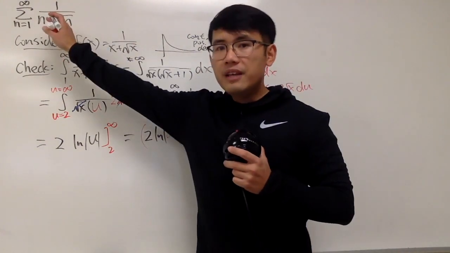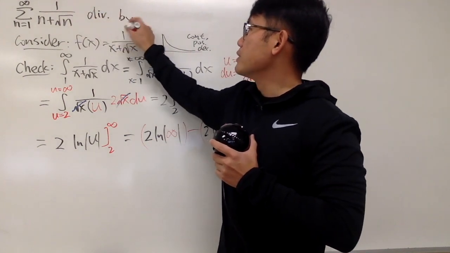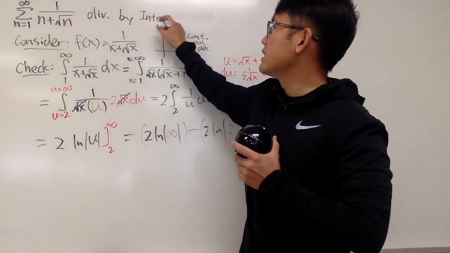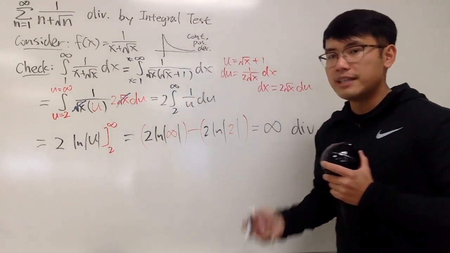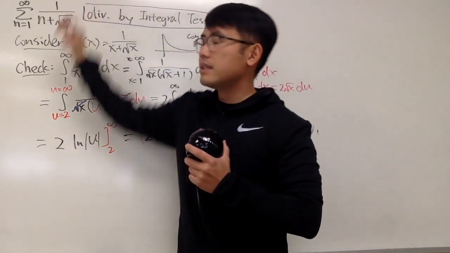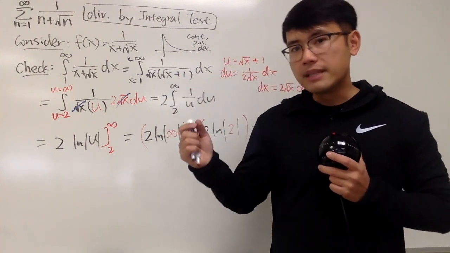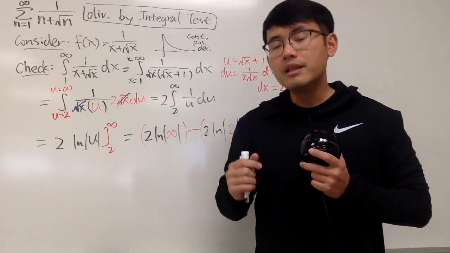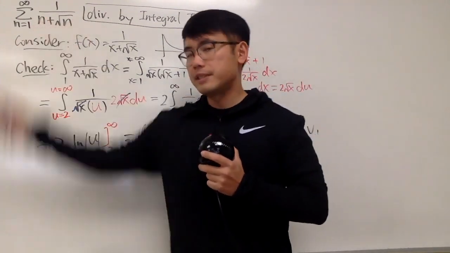Therefore, this infinite series also diverges. Why? Because we use the integral test. And that's pretty much the idea. And yes, you can also do the limit comparison test. If you want to do that, be sure you just use the sum as n goes from 1 to infinity of 1 over n. That's the divergent series you can use to compare with this.